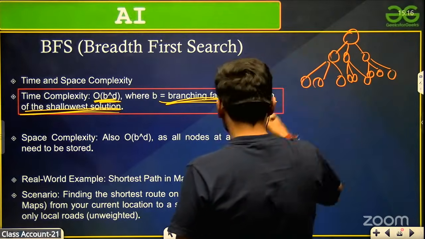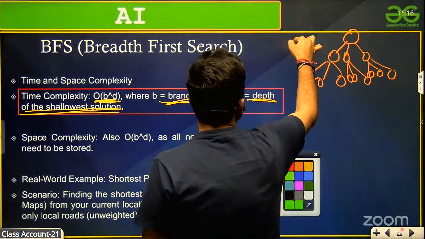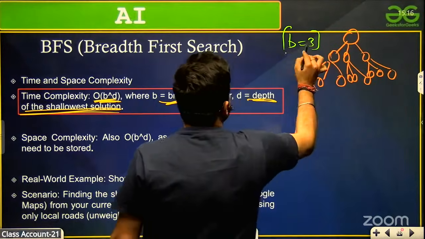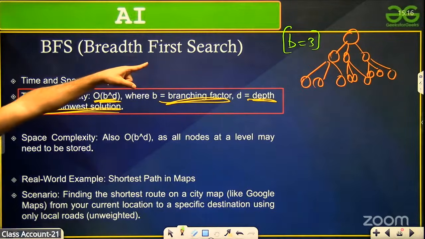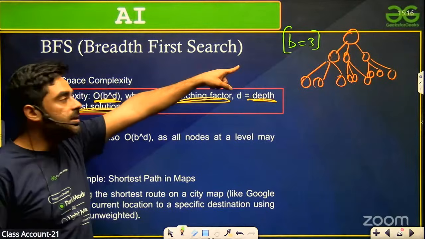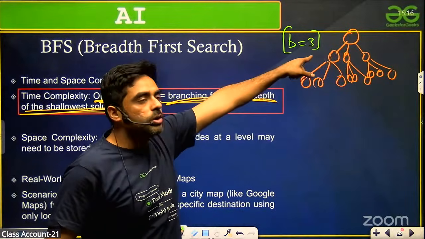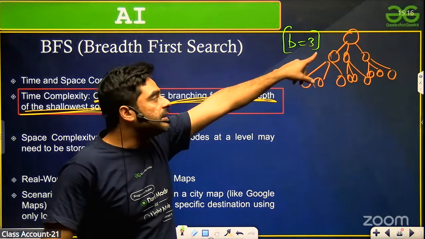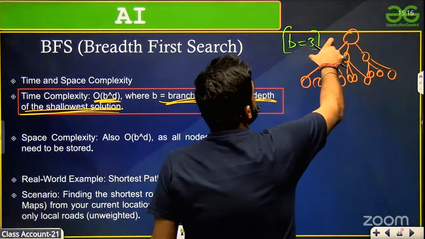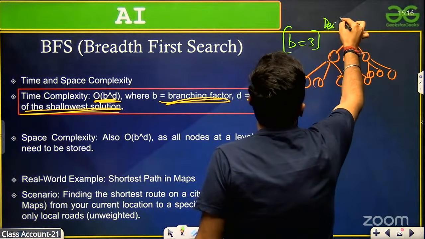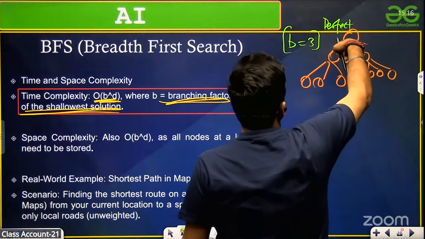From here, every node, 3 nodes are generated. So what is the branching factor? Branching factor is 3 here. If 3 nodes are being generated from every node, then what is the branching factor? Branching factor is 3, and this is a perfect ternary graph.